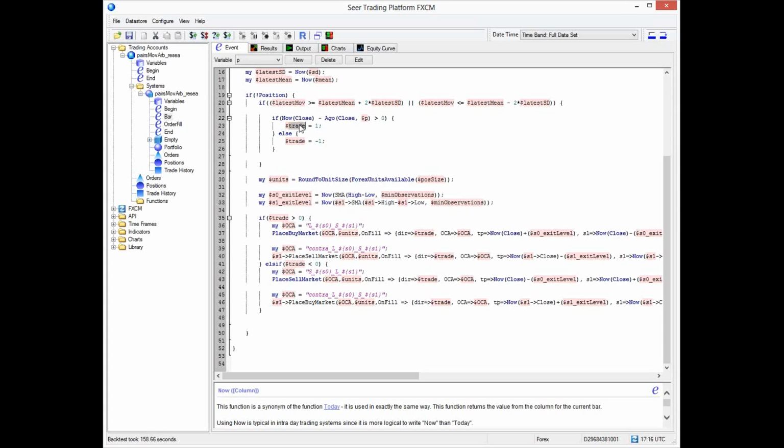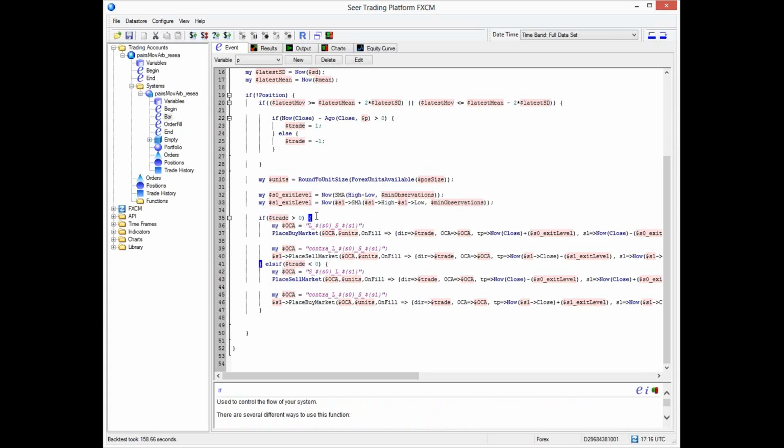So based on what my trade variable is, I look at what direction I want to trade in. Essentially, if trade is greater than 0, it means I want to buy the current instrument I'm trading, my current context, and I want to sell the contra symbol, right? So the first thing I do is create what I call an OCA group.